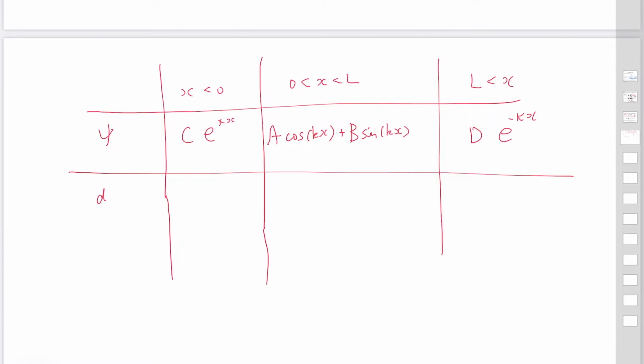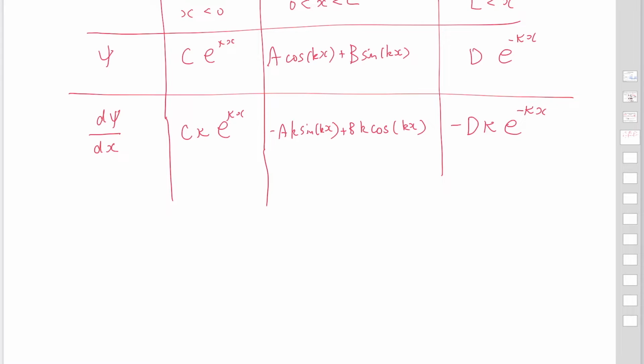For the derivatives, you can easily calculate. It becomes c kappa exponential kappa x. This is minus a k sine kx plus b k cosine kx. This is minus d kappa exponential minus kappa x. So we have these equations, and we are going to use them.